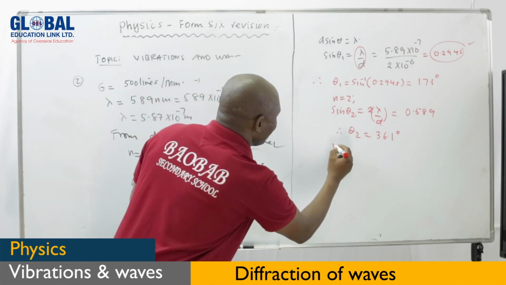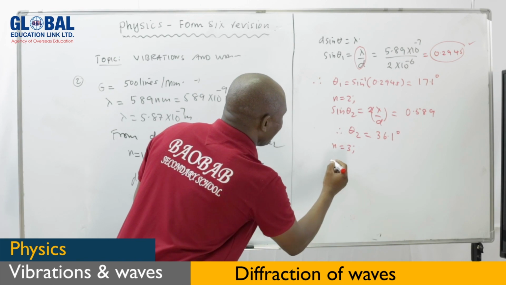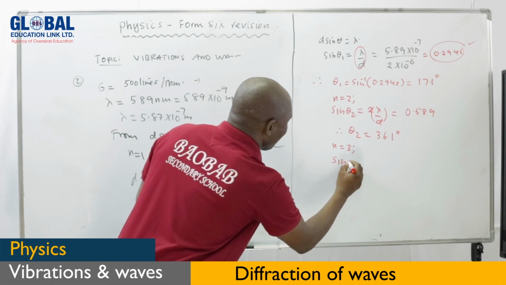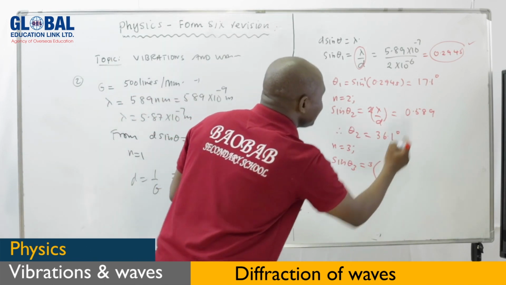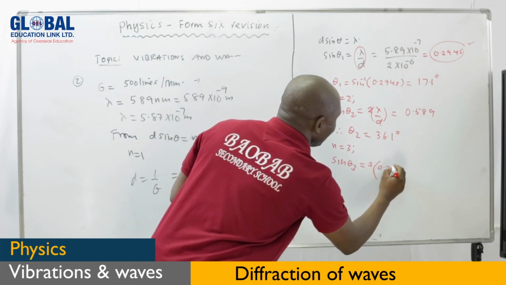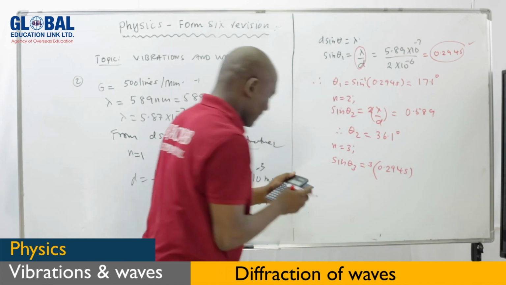And the third one, when n equals 3, we have sine of angle 3 equals 3 lambda, 3 times 0.2945.